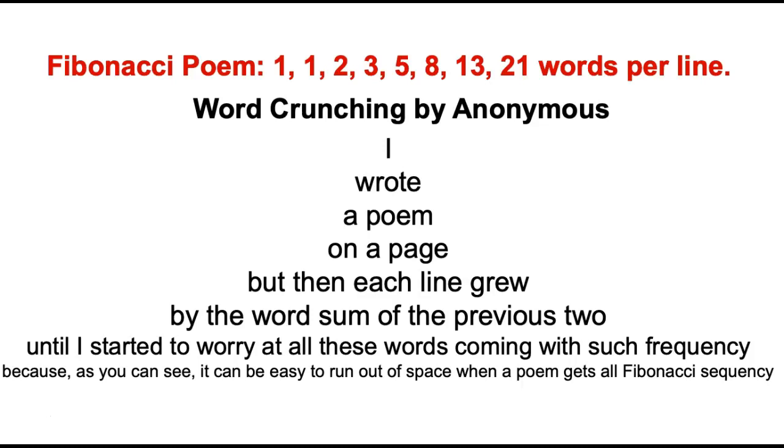Now, as you know, the poet started with the 1, with one word, and worked through all the numbers in the Fibonacci sequence so that the final line has 21 words. If you count them all, you will see that there are 21 words here in the last line. That is how to write a Fibonacci poem. You use the number of words per line associated with Fibonacci's sequence.